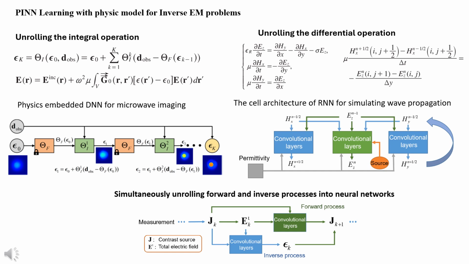The forward process uses this integral approach to predict how microwaves interact with the brain tissues, resulting in scattered fields detectable by external sensors. The neural network computes the contrast source, J, and the electric field, E, based on an initial guess for the brain's permittivity. These predictions guide the model in simulating the interaction between microwaves and the complex anatomy of brain tissues.